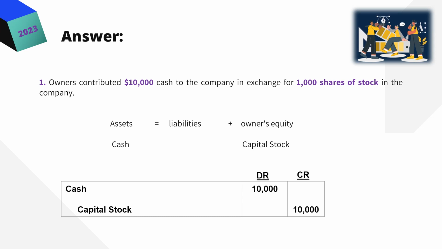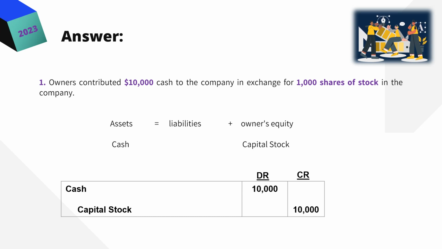First, in this transaction, owners contributed $10,000 of cash to the company in exchange for 1,000 shares of stock in the company. Now again, you did not need to do this. We asked simply for the journal entry. But I would like to show here the analysis associated with this transaction. In other words, what was the effect on assets, liabilities, and owner's equity?